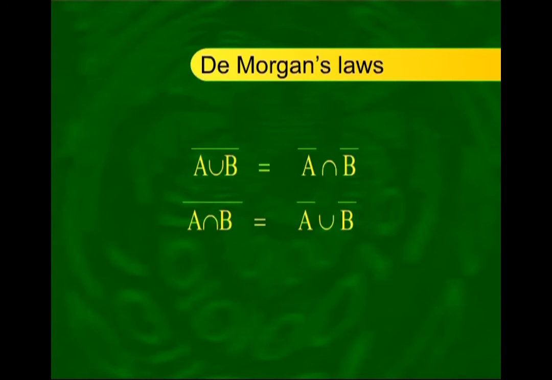Also, we have the De Morgan's laws, and these are given by (A union B) whole bar is equal to A bar intersection B bar, and (A intersection B) whole bar is equal to A bar union B bar. Once again, it is very simple to verify all these laws. Take some numerical examples. Take examples of sets which contain various numbers and then verify each and every one of these laws.